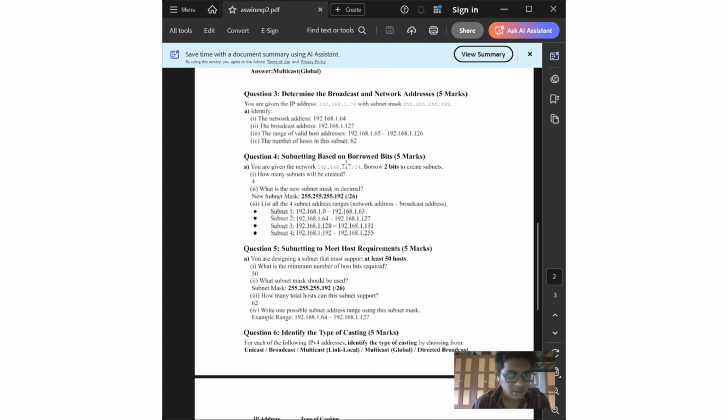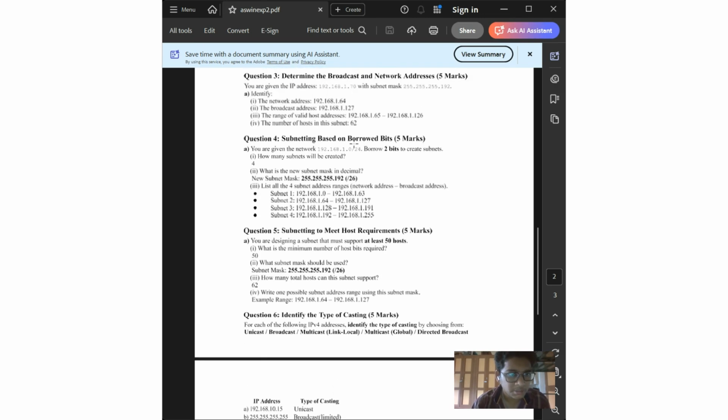Determine the broadcast and network addresses. We are given an IP address with the subnet. Identify the network address for this IP address. The broadcast address is also given. Next, the range of valid host addresses is 192.65 to 126. The number of hosts in the subnet is 62, because a subnet means a subnetwork, which is a network of networks.